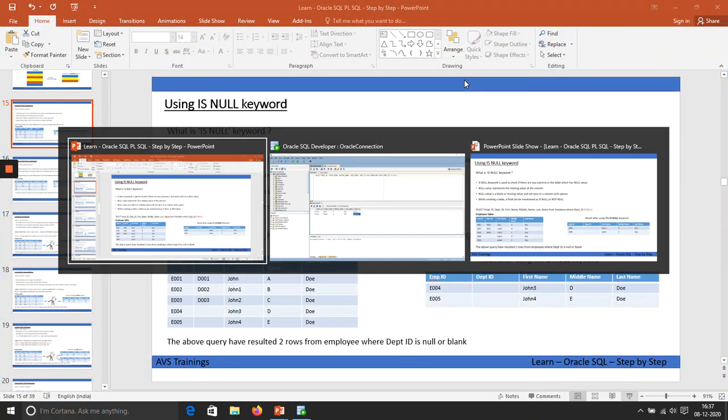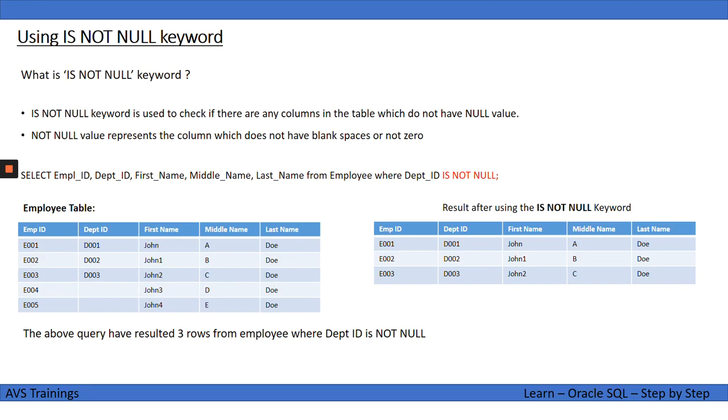Let's see the next topic, using the IS NOT NULL keyword. IS NOT NULL is exactly the opposite of IS NULL. So we just have to write NOT in IS NULL. As you can see, this is the employee table and it has 3 rows which have some value in the department ID column. So if you write this query using IS NOT NULL, you are going to get only these 3 rows.